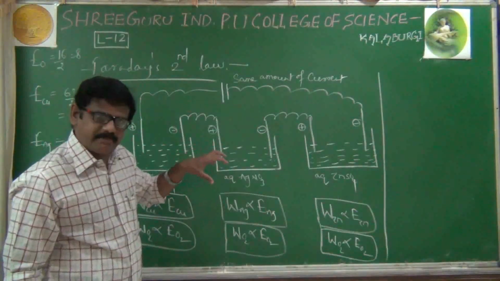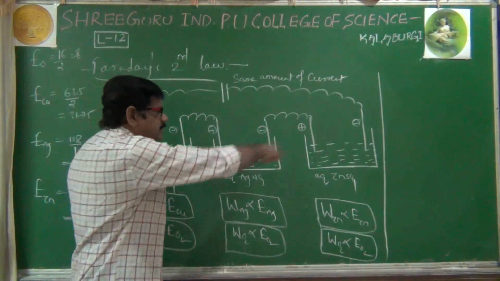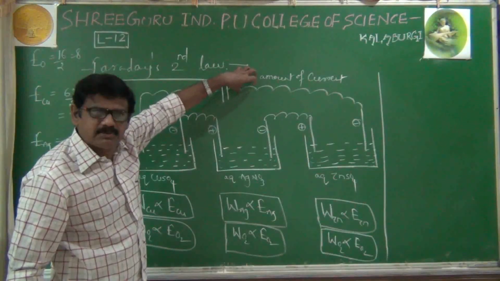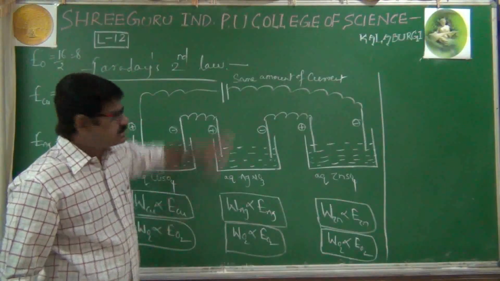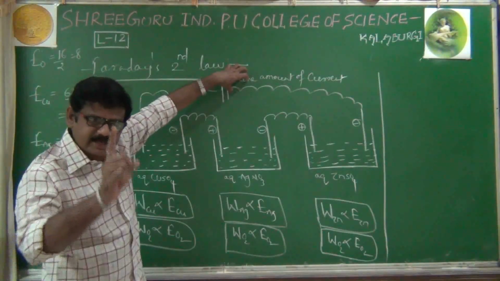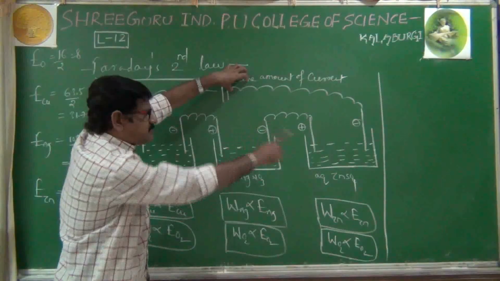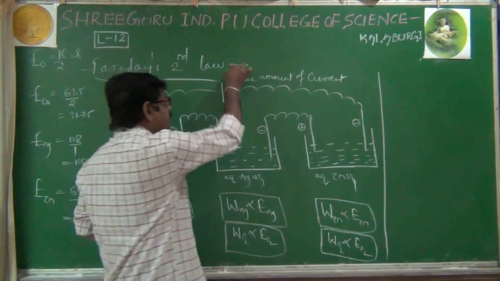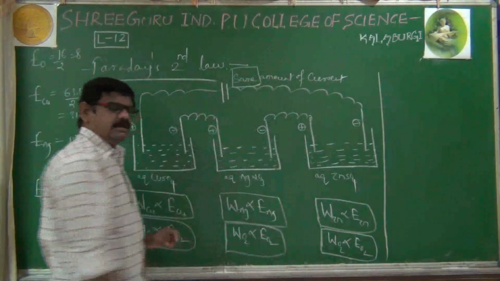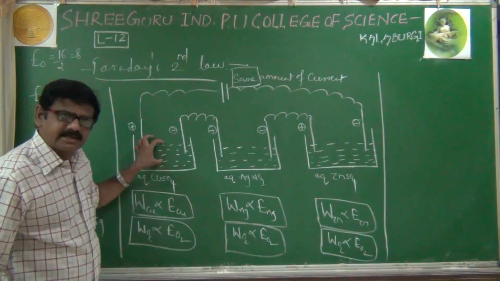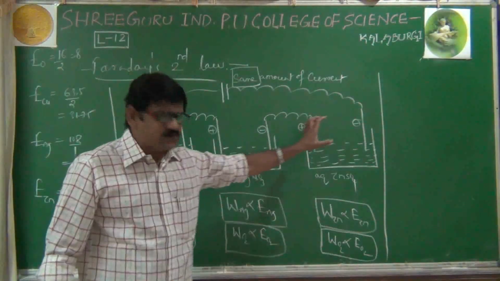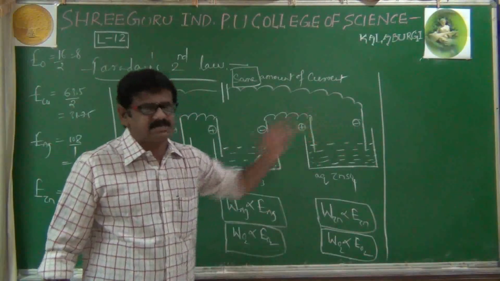And now what happened? Into all these electrolytic cells I am sending the same amount of current. The same amount of current we are sending into all three different electrolytic cells. This word "same" is very important. Now here the electrolysis process takes place. Here also electrolysis takes place. Of course, here also electrolysis takes place.